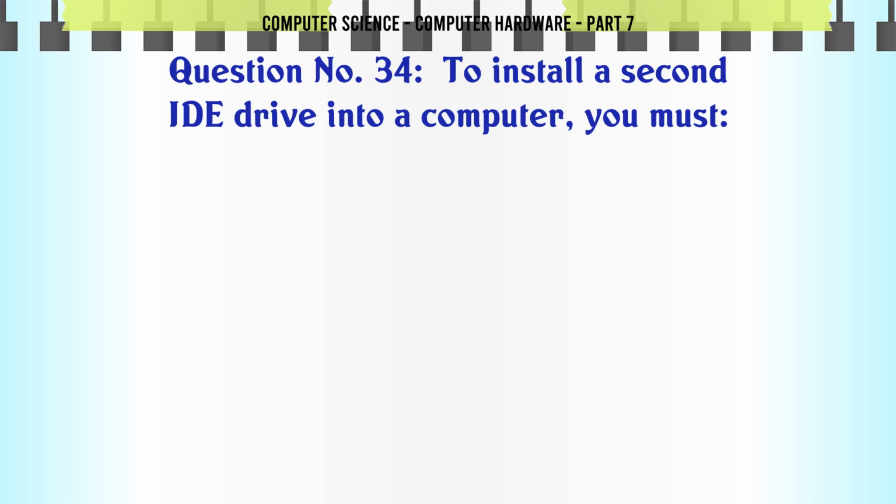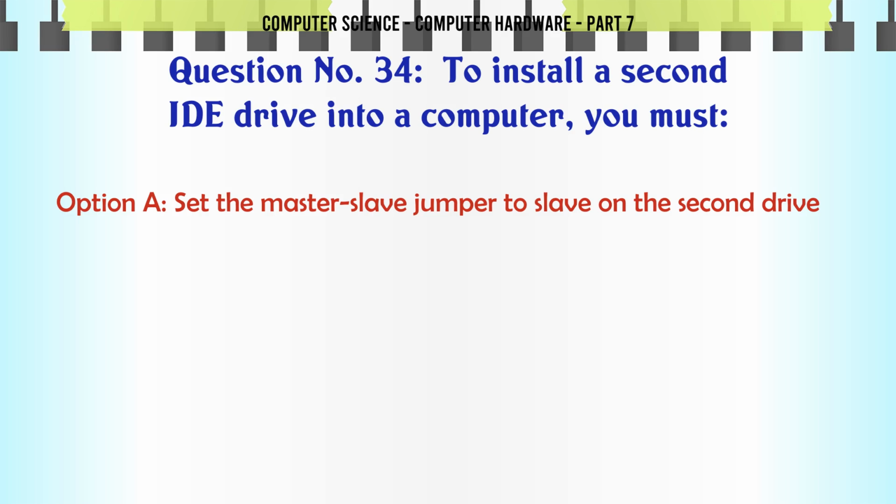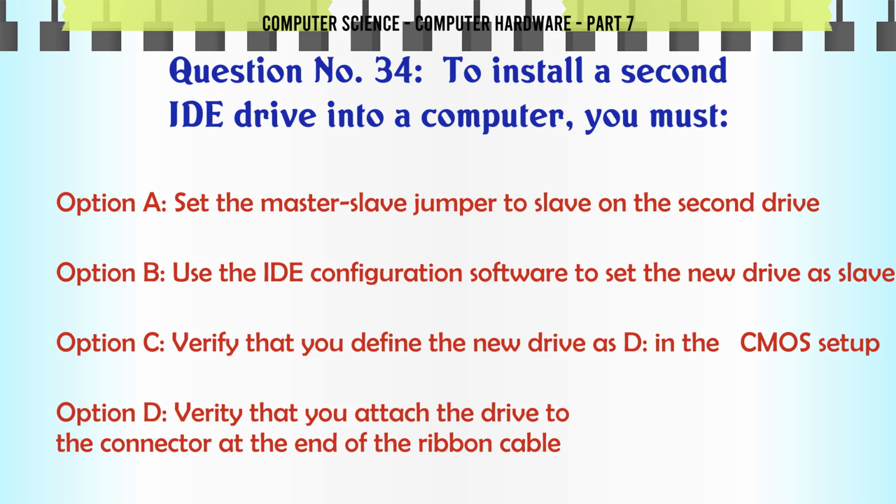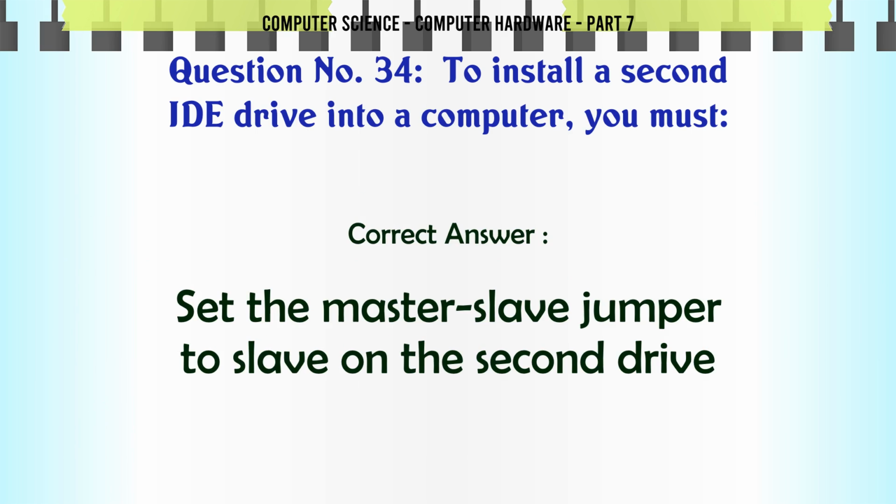To install a second IDE drive into a computer, you must A. Set the master-slave jumper to slave on the second drive, B. Use the IRQ configuration software to set the new drive as slave, C. Verify that you define the new drive as D in the CMOS setup, D. Verify that you attach the drive to the connector at the end of the ribbon cable. The correct answer is set the master-slave jumper to slave on the second drive.